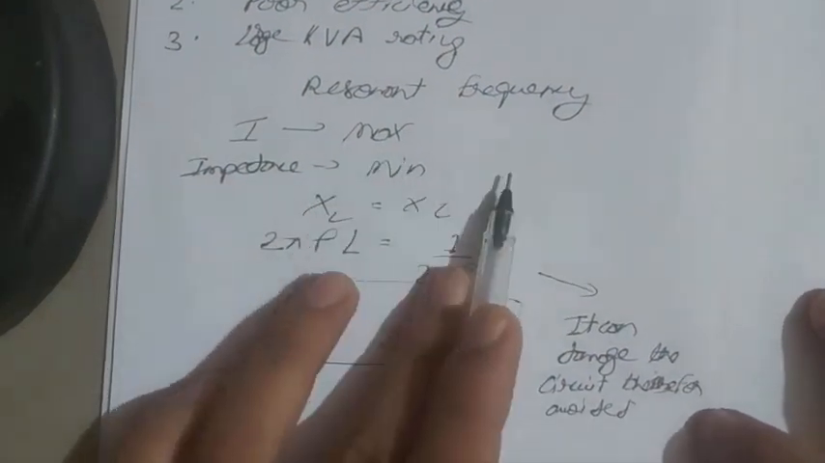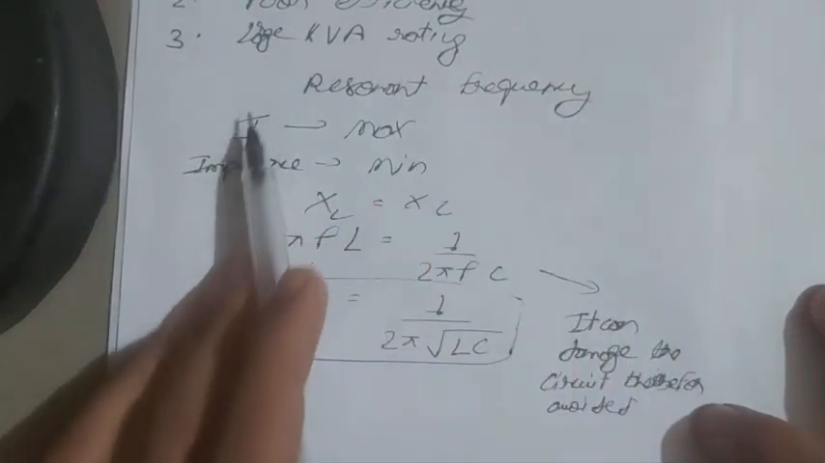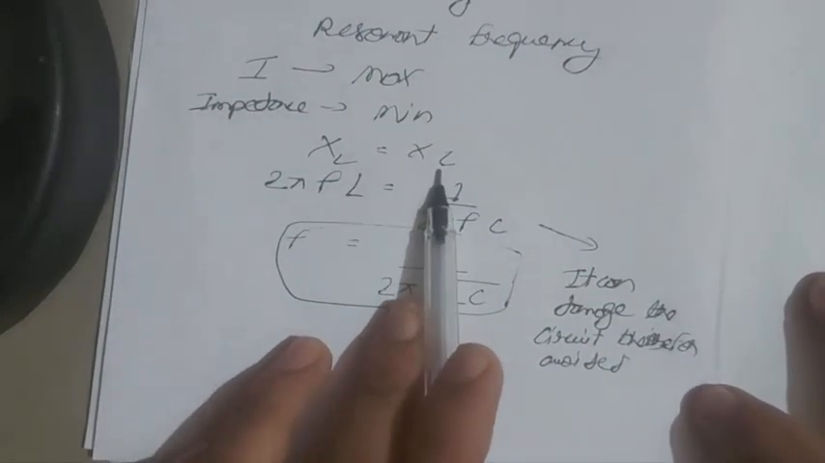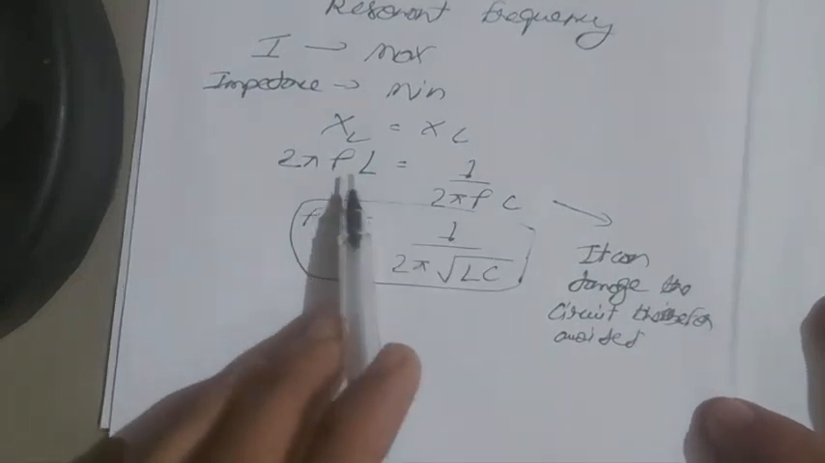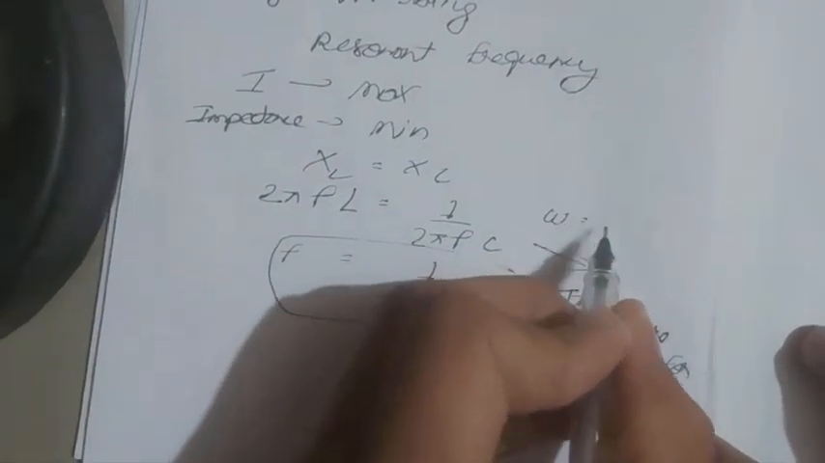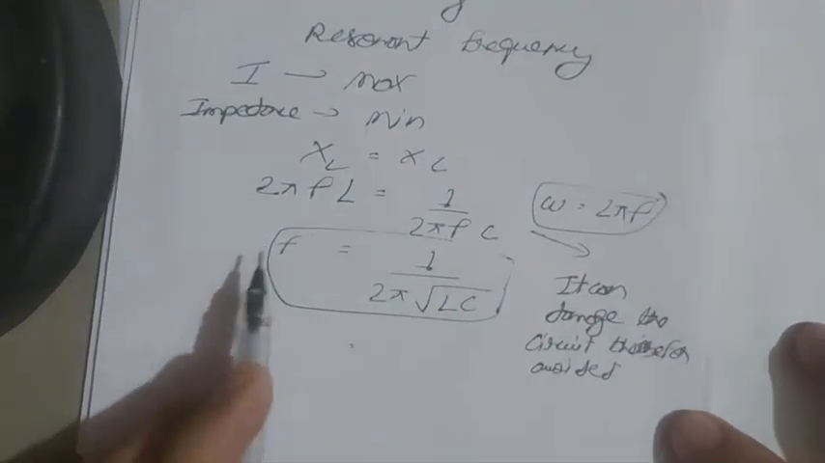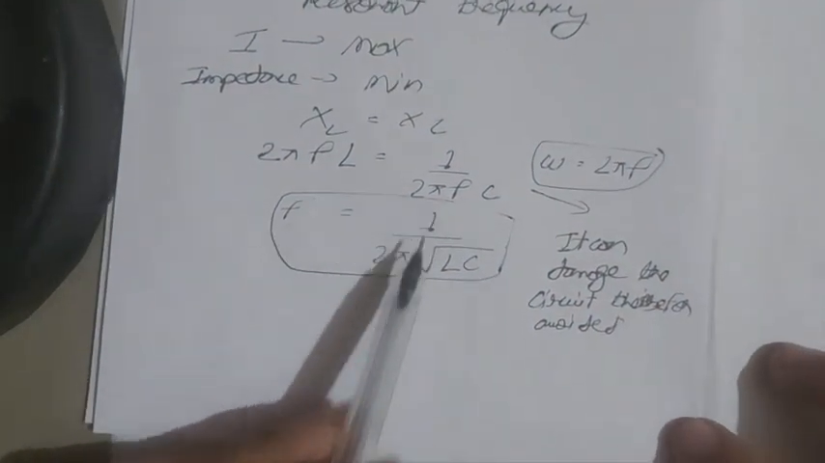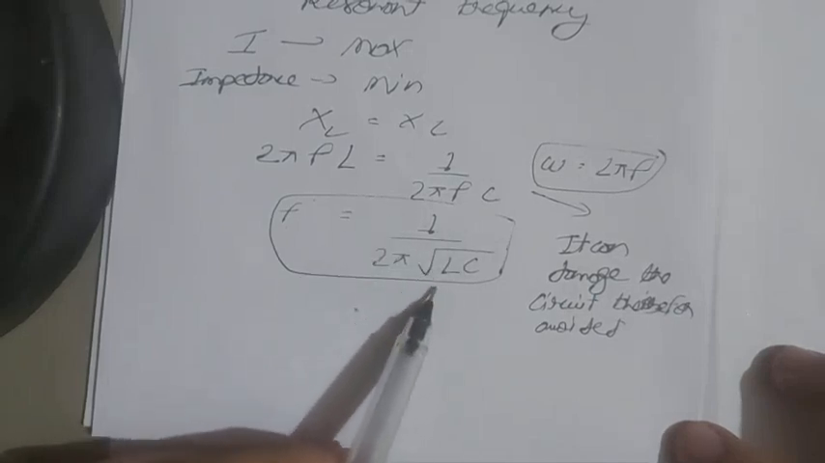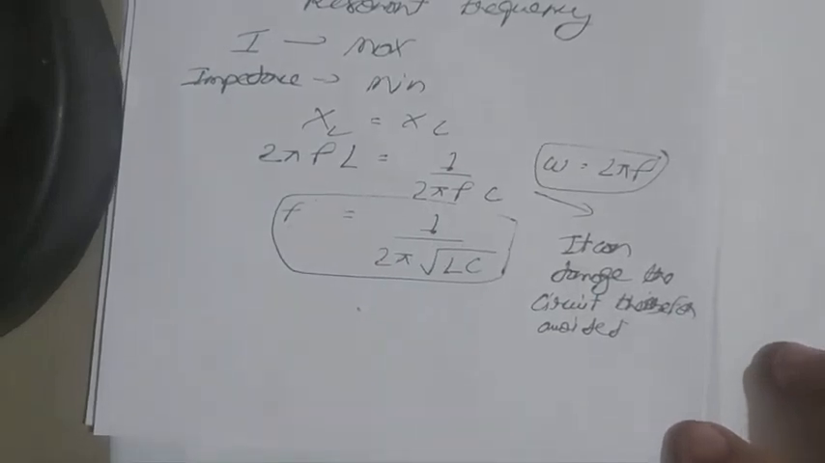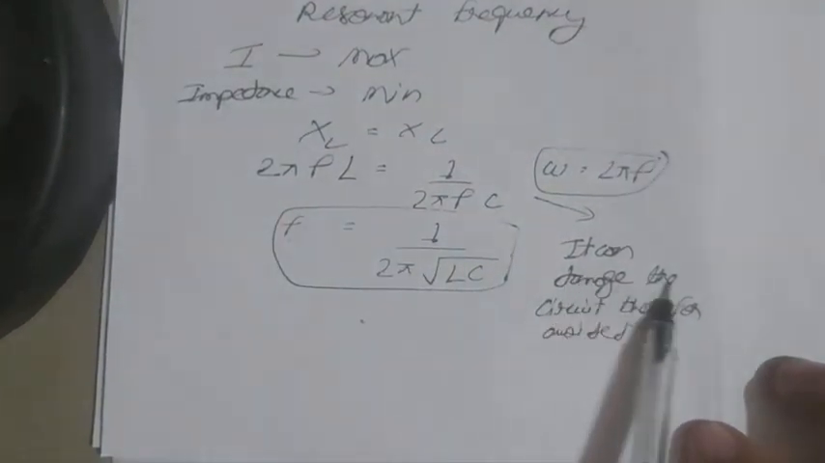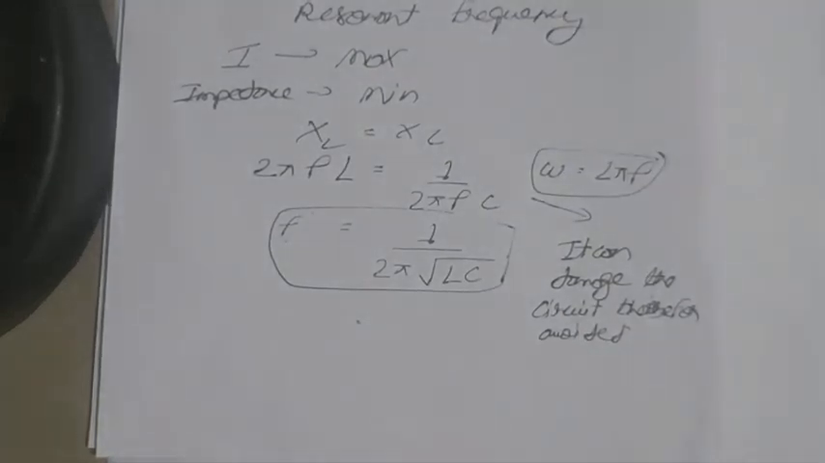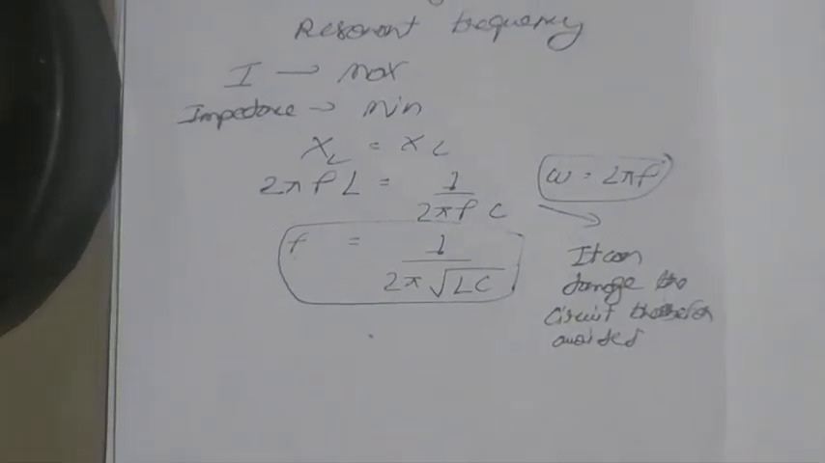And one last topic is resonant frequency. Resonant frequency is that frequency where the current is maximum and the impedance is minimum. That happens when XL is equal to XC, where XL is equal to omega L and XC is equal to 1 by omega C. The value of omega is equal to 2 pi F. So we obtain F is equal to 1 upon 2 pi root LC. This is the resonant frequency, not in use because it can damage the circuit, therefore avoid it. I hope you understand this lecture.